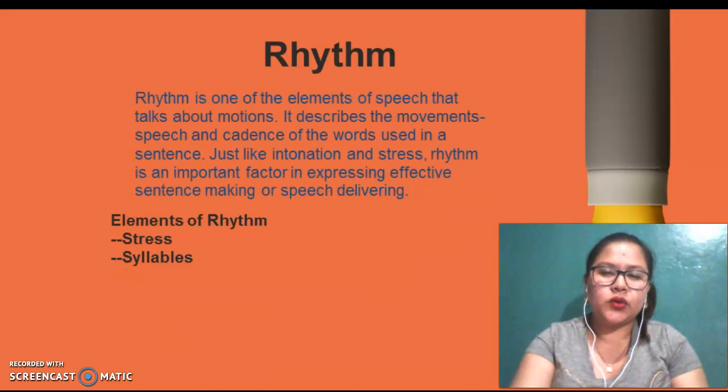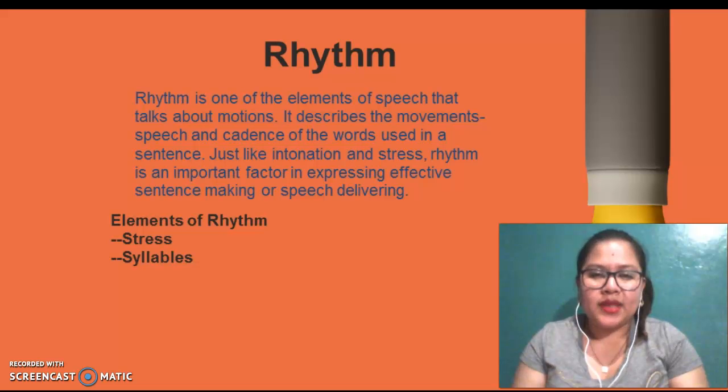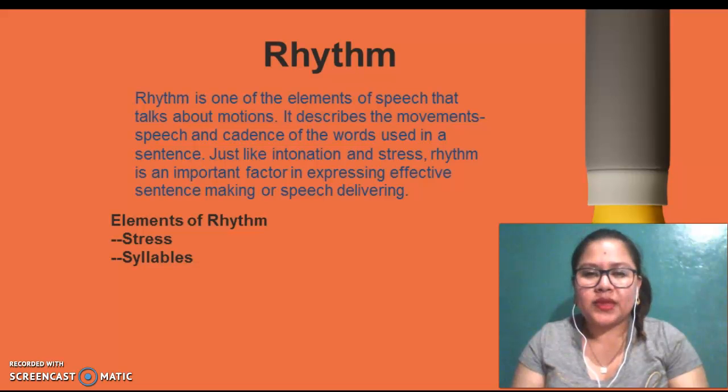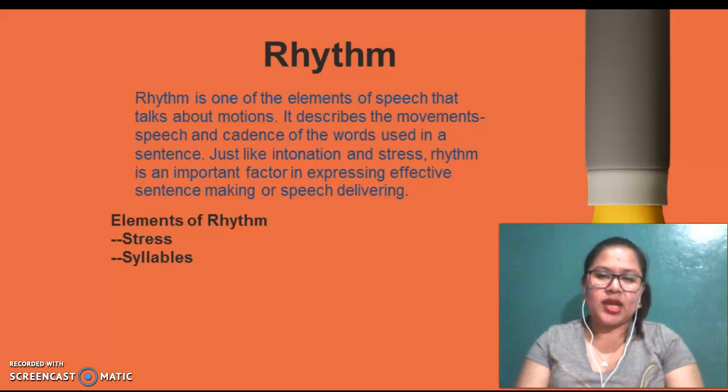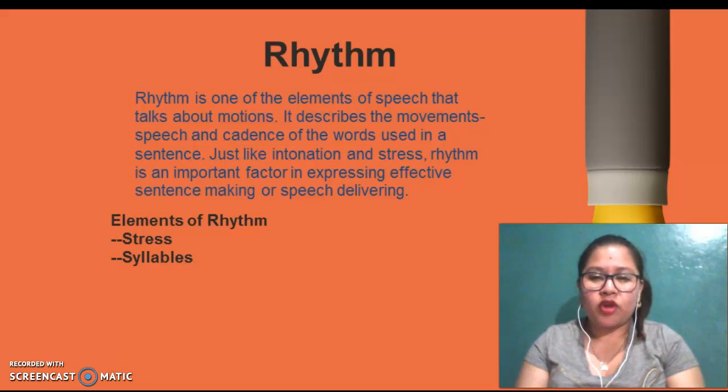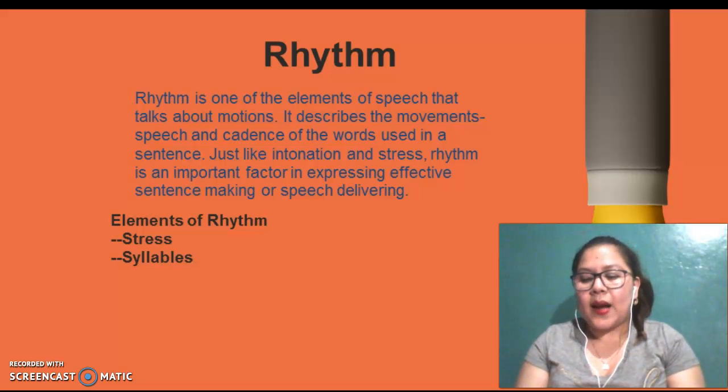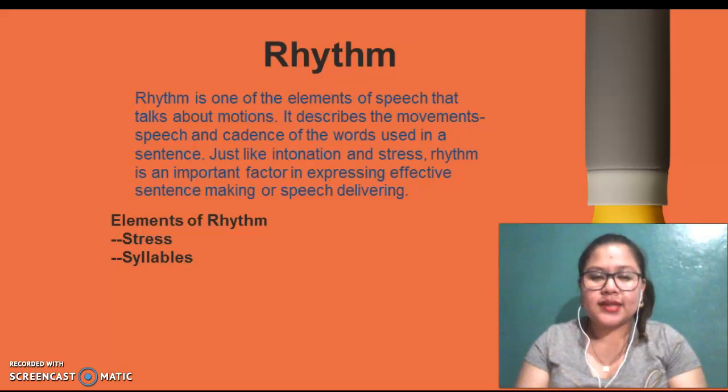And the last, rhythm, is one of the elements of speech that talks about emotions. It describes the movement, speech, and cadence of the words used in a sentence, just like intonation and stress. Rhythm is an important factor in expressing effect, sentence making, or speech delivering. Rhythm has two elements that are vital in mastering it: stress and syllable.